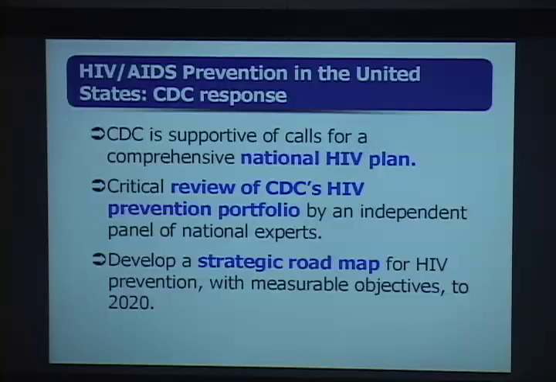There are some things that we'll be doing new as we move forward with these new data. We're supporting calls for a national HIV plan. We're looking very critically at our prevention portfolio, and we're going to be developing a new strategic roadmap for HIV prevention moving forward to 2020.